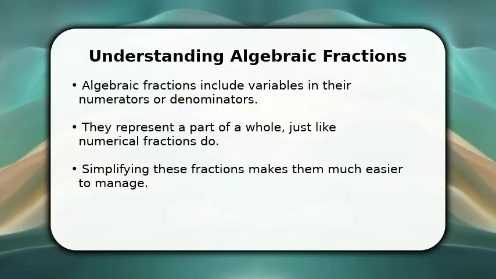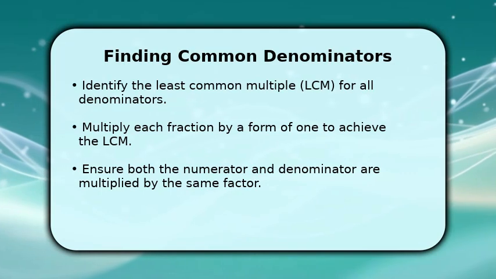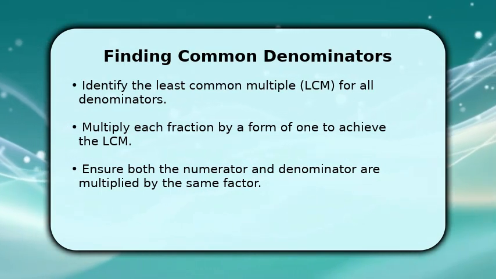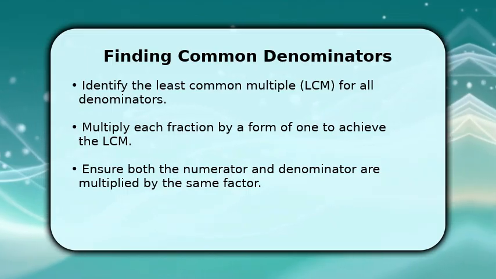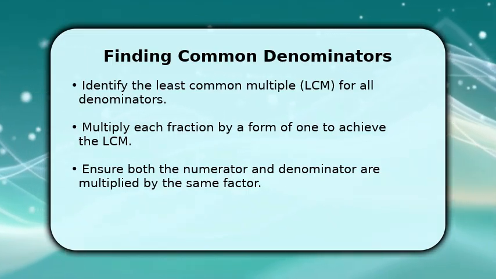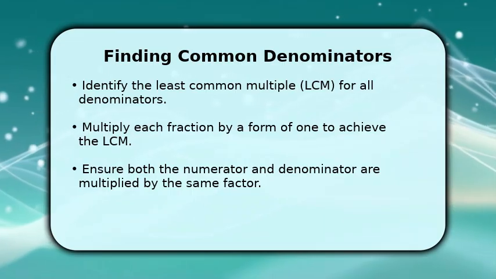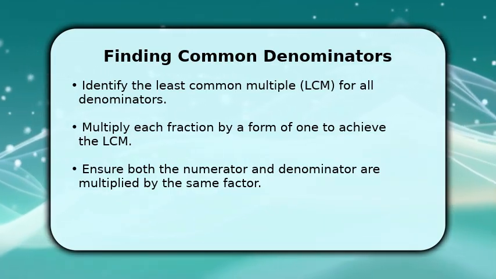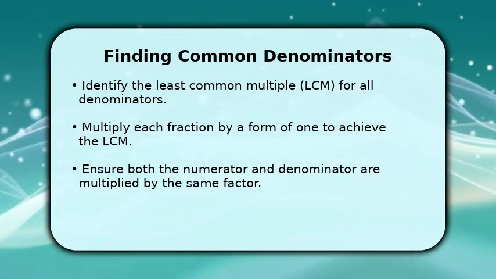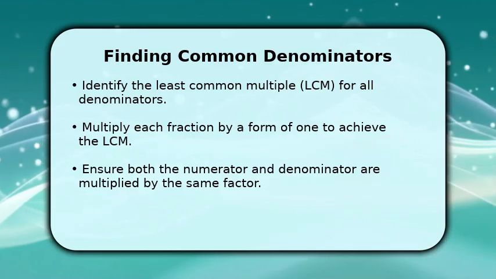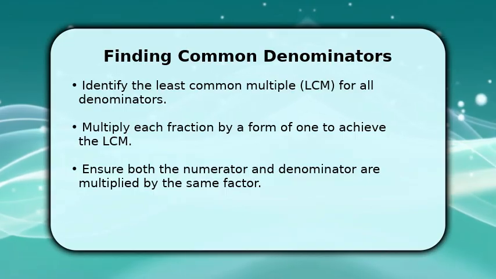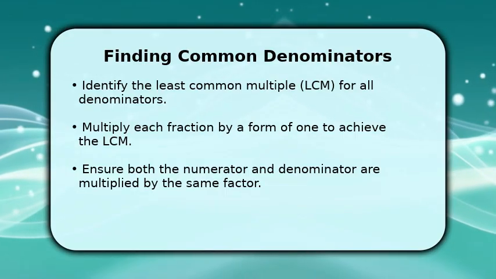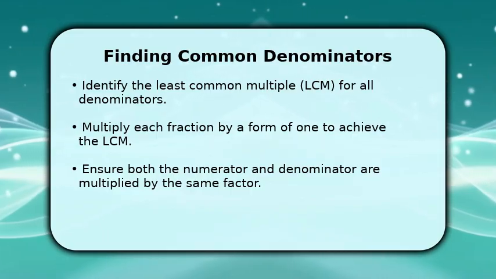later steps. Next, a crucial step for adding or subtracting is finding a common denominator. You'll need to determine the least common multiple, or LCM, of all your denominators. Once you have the LCM, multiply each fraction by a special form of one. This means multiplying both the numerator and the denominator by the exact same factor, ensuring the fraction's value remains unchanged.